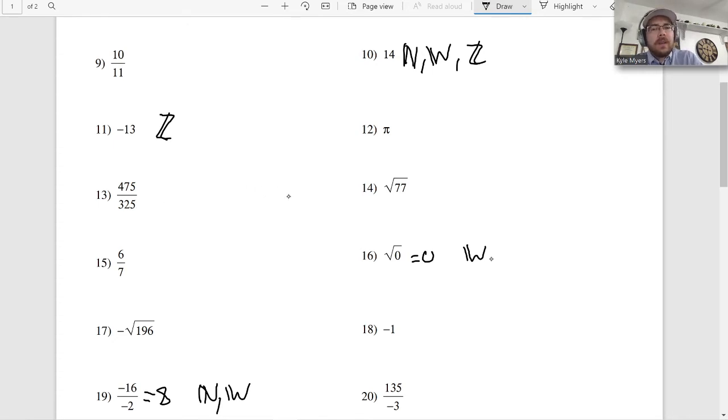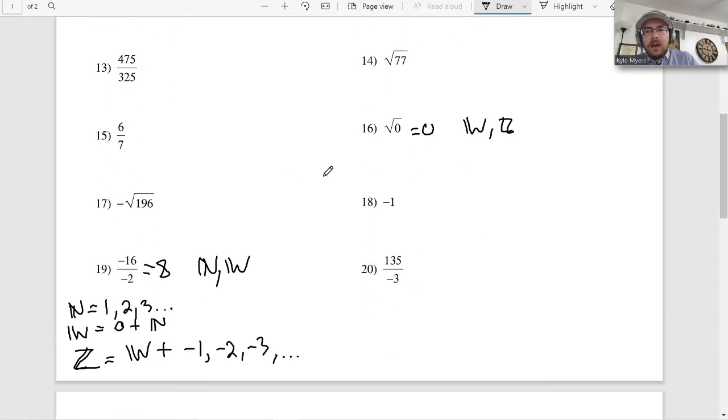All right, this is 0, so that's also an integer. This is also an integer, because the square root of 196 is actually 14, so that was tricky. -14 is an integer. -1, integer.